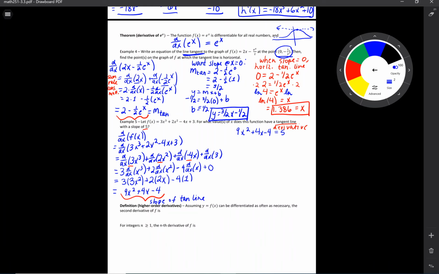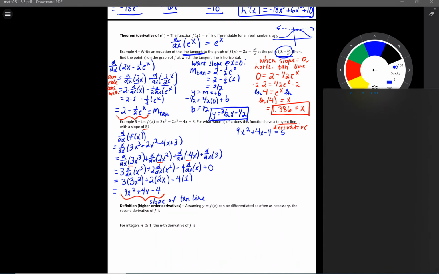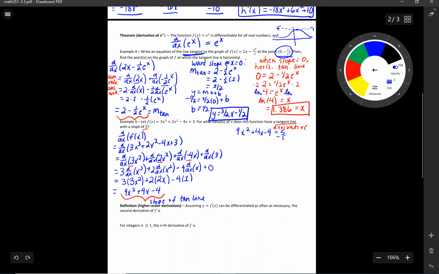Well, this looks like a quadratic function to me. I'm going to set it equal to 0. So I subtract 5 from both sides, and I get 9x squared plus 4x minus 9 equals 0. Unfortunately for us, this is not easily factorable, so I'm going to have to use my very favorite thing, the quadratic formula. So our a value is 9. That's this guy. Our b value is 4. And our c value is negative 9.